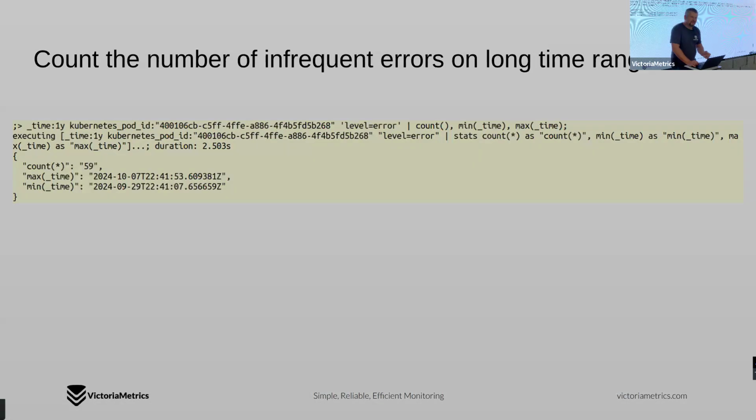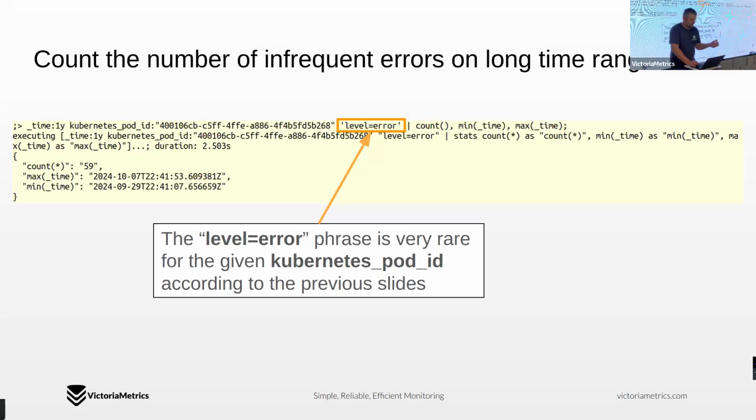And we can see that the number of log messages for this particular pod ID with the level error phrase over the last year is only 59. And we can see that this stats command selects the minimum and maximum time for these log messages. You can see that these log messages were generated only during September and October this year.